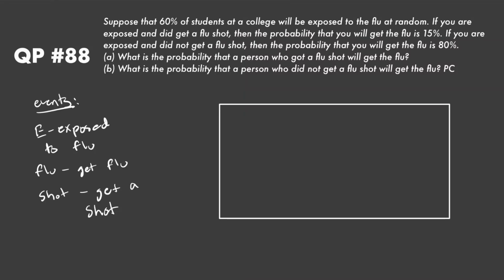So like we do with all conditional probability questions, let's define some events. E is the event you're exposed to the flu, flu is the event you actually get the flu, and shot is the event that you get a shot. And let's have our probability space over here.